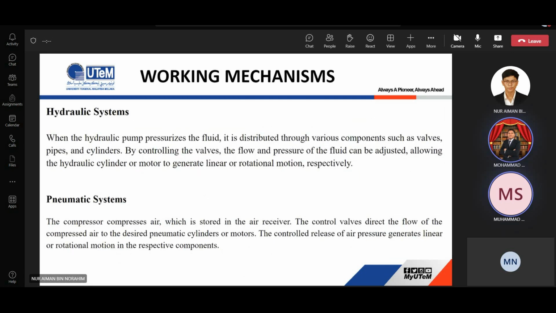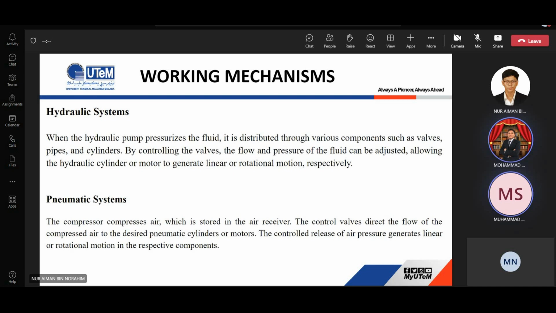Next, for the working mechanism. In the hydraulic system, when the hydraulic pump pressurizes the fluid, it is distributed through various components such as valves, pipes and cylinders. By controlling the valve, the flow and the pressure of the fluid can be adjusted, allowing the hydraulic cylinder or motor to generate linear or rotational motion.